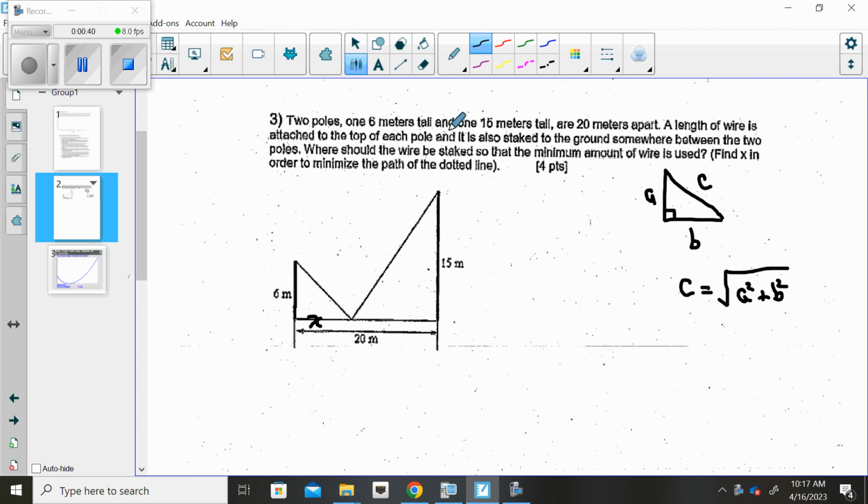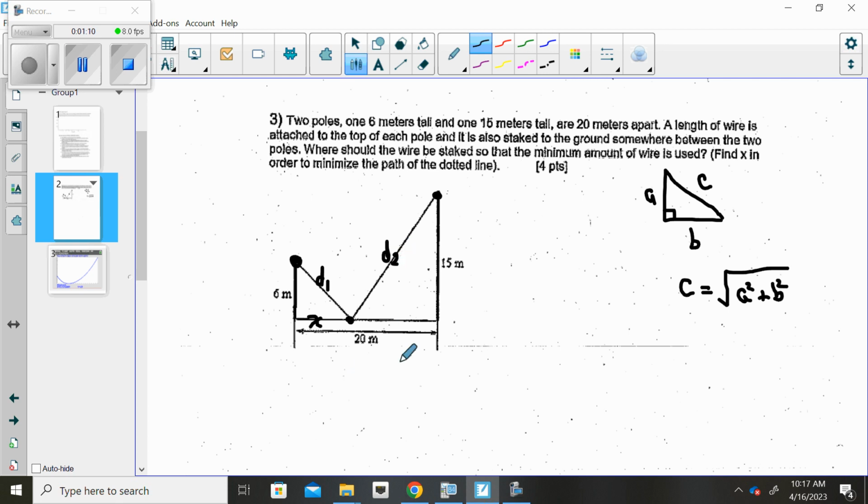And well, you probably would need to. We need to know what the problem says, but we're trying to decide where to put that wire so that we minimize the amount of wire needed. So we're trying to connect this top to this top, and we have to stake the wire somewhere in the middle. So we're going to have the distance of this hypotenuse and the distance of this hypotenuse, and we want to minimize the total distance.